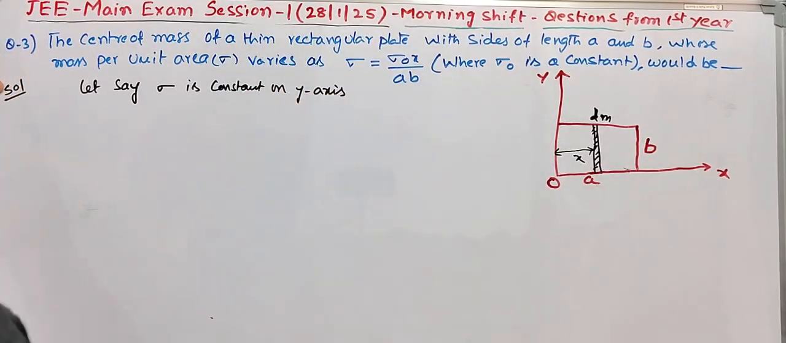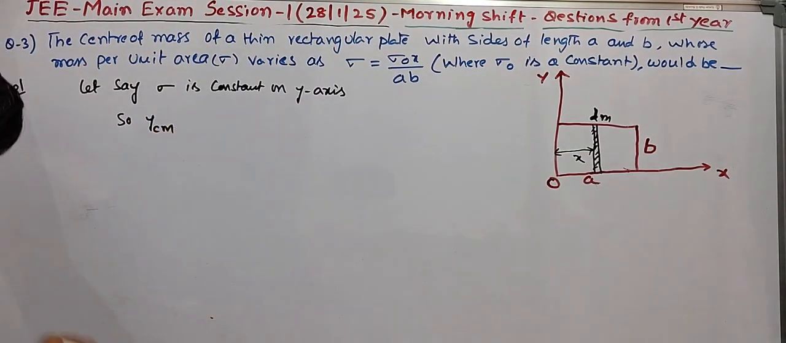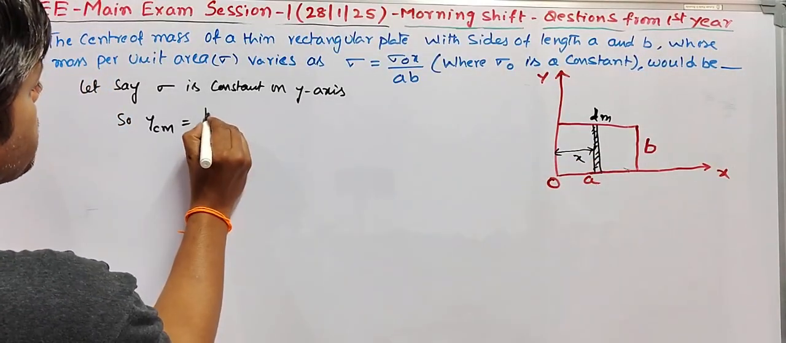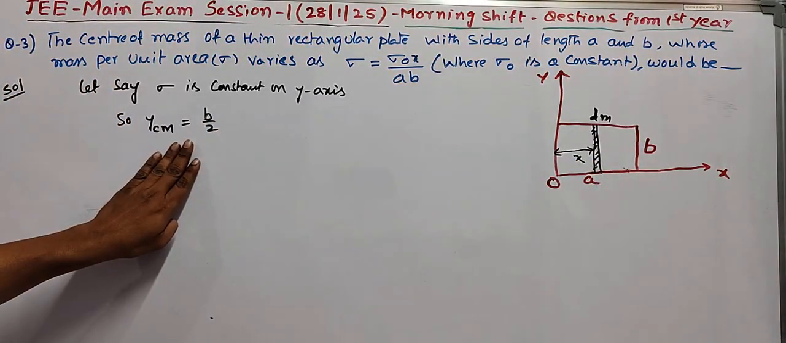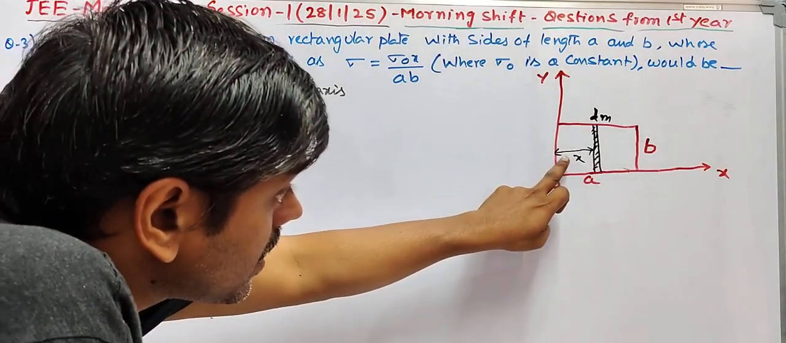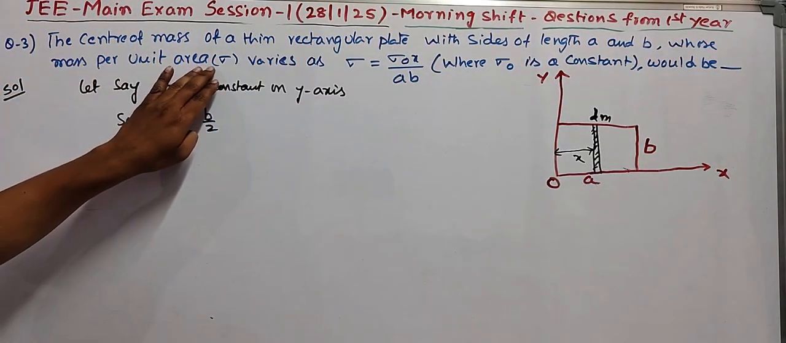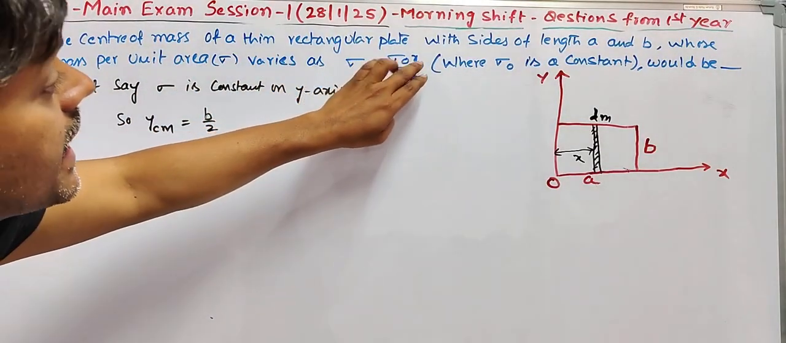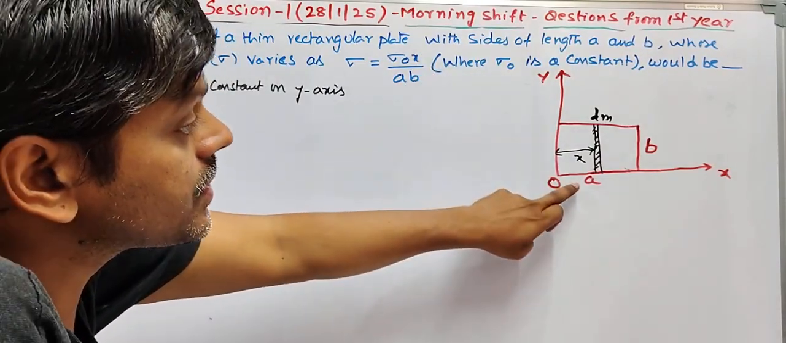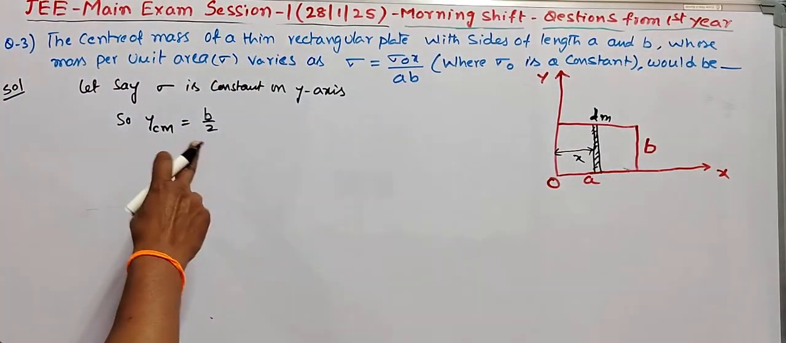Okay, so y center of mass is obviously the center. That means it is b by 2, obviously. So center of mass component along the y-axis is obtained directly, but mass varies, okay, on x-axis. That's why it is given, whose mass per unit area sigma varies as sigma naught x by A into B. Along the x-axis, okay, mass per unit area changes.